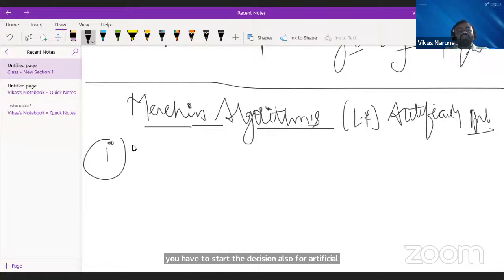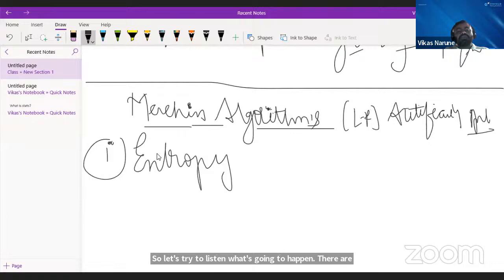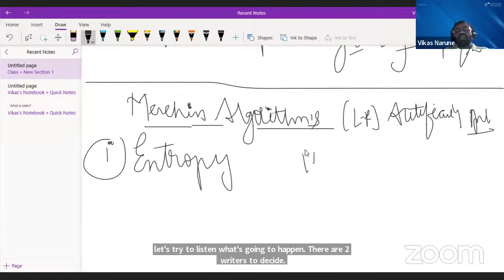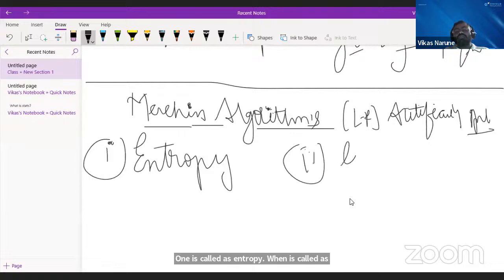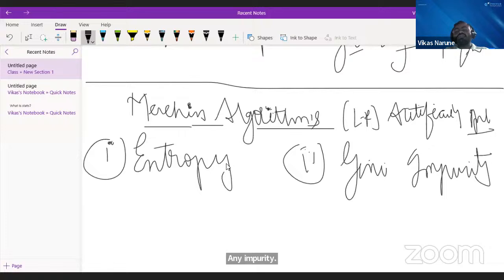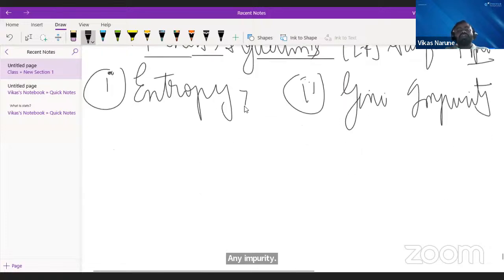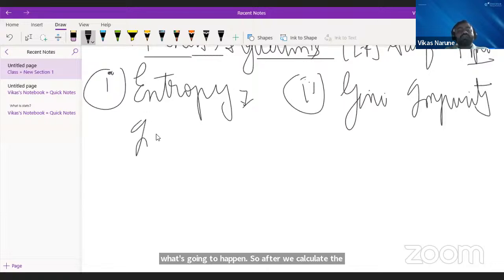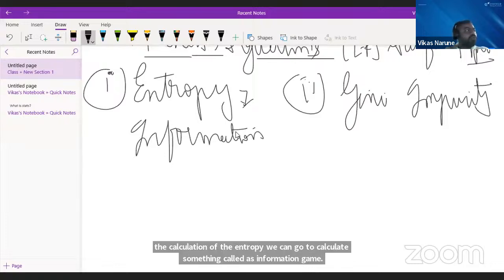So guys, try to understand what's going to happen. There are two criteria to decide. One is called entropy, guys, and the second is called Gini impurity. After we calculate the entropy, we are going to calculate something called information gain. Okay, that's what we're going to understand first.